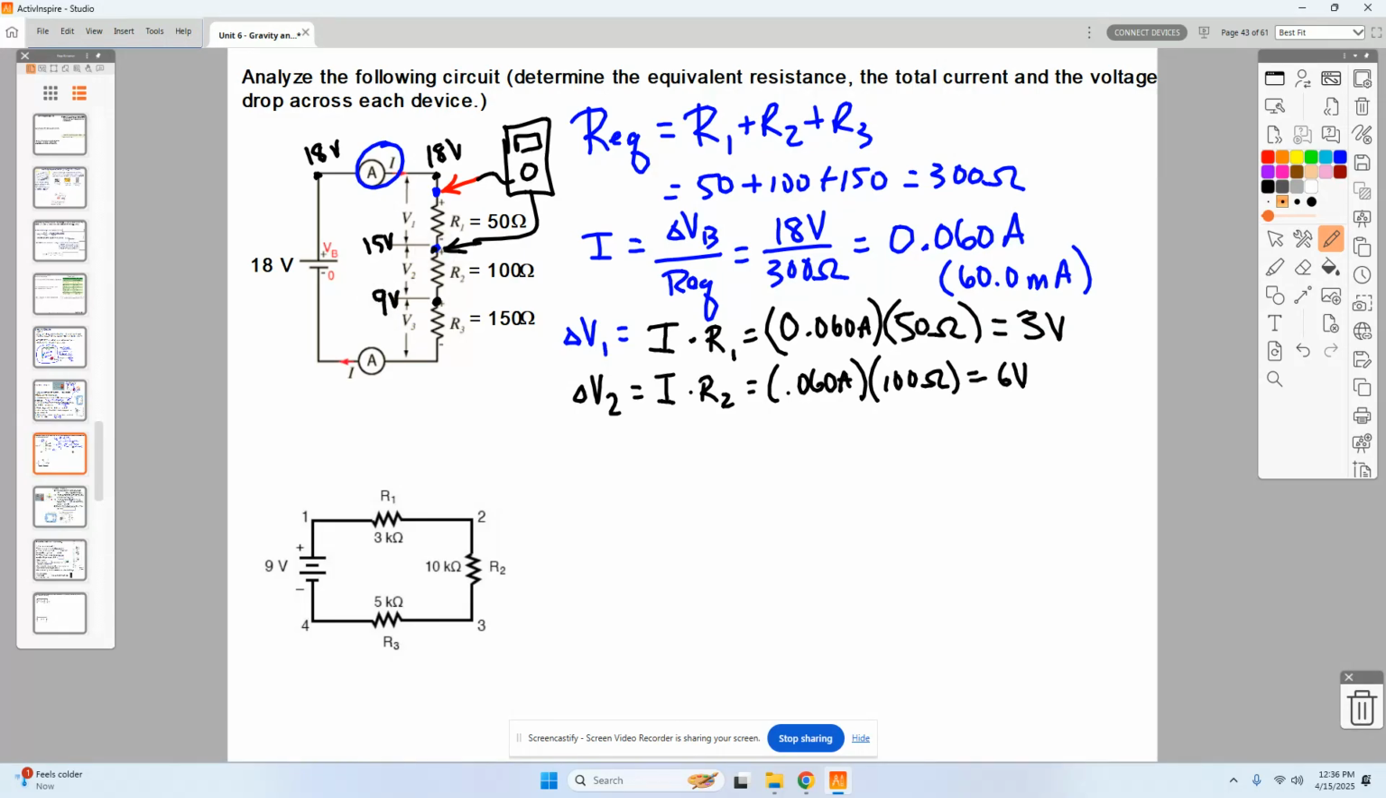And then finally, delta V3 would be the voltage drop across that. It should be 9 volts because if the battery is providing 18 volts of potential, then all of that is going to be dropped across these three resistors. That last one should take the remaining of that. Just go ahead and check that. And sure enough, 0.060 multiplied by 150 ohms. Do that math, and you see that that's 9 volts. And sure enough, when I add those together, I get the 18 volts, which is what I was expecting.